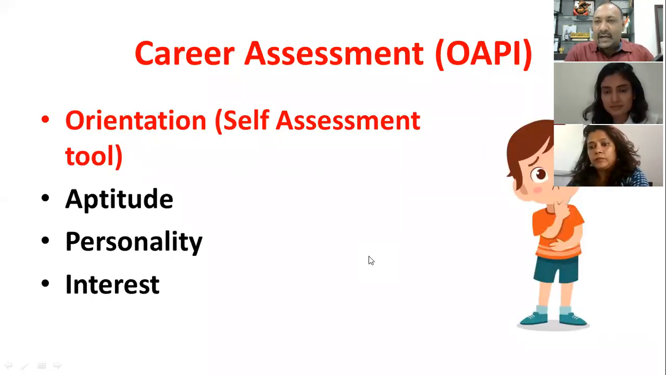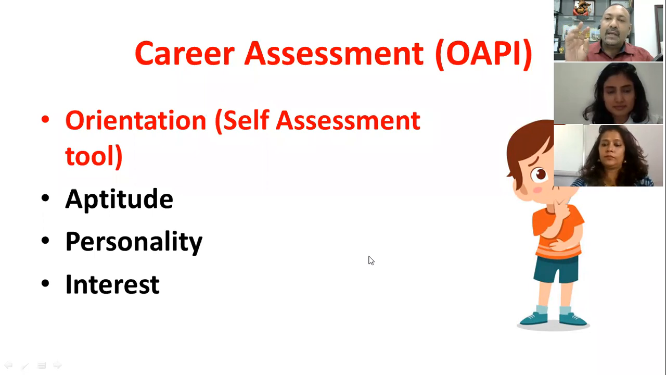Let us quickly first understand what career counseling is, as Manjari ma'am also gave a brief to you. When we talk about career, there are 4 parameters on which a child is expected to be assessed. Those 4 parameters are knowing the orientation, aptitude, personality, and interest of the child. Since this entire tool will be quite long, in this session I will share with you a self-assessment tool based on your orientation.